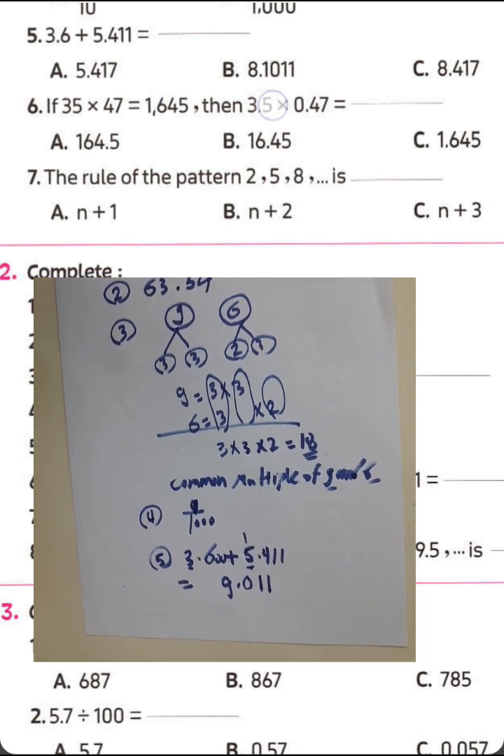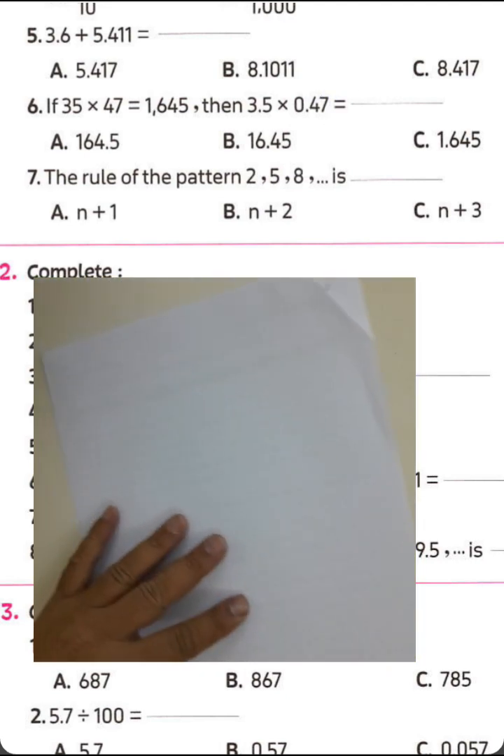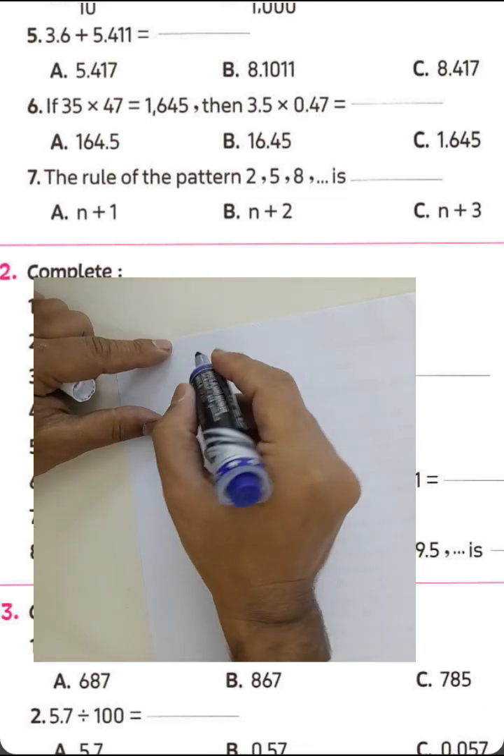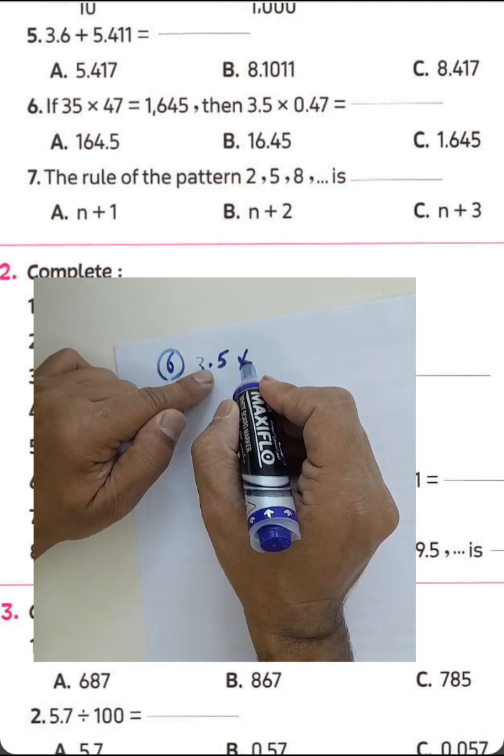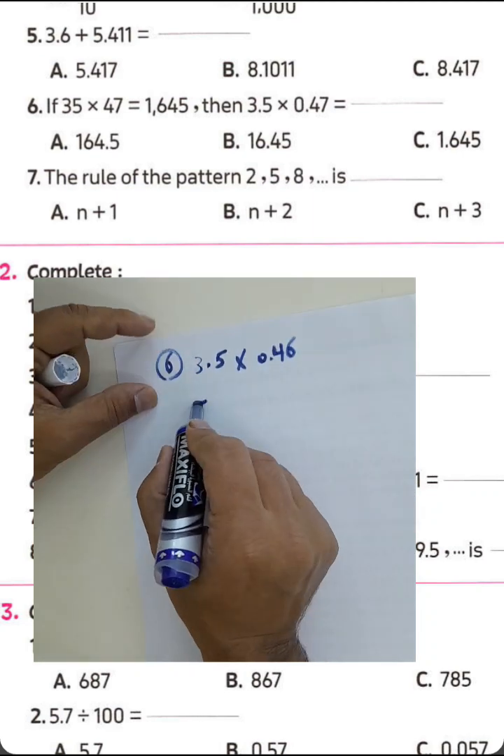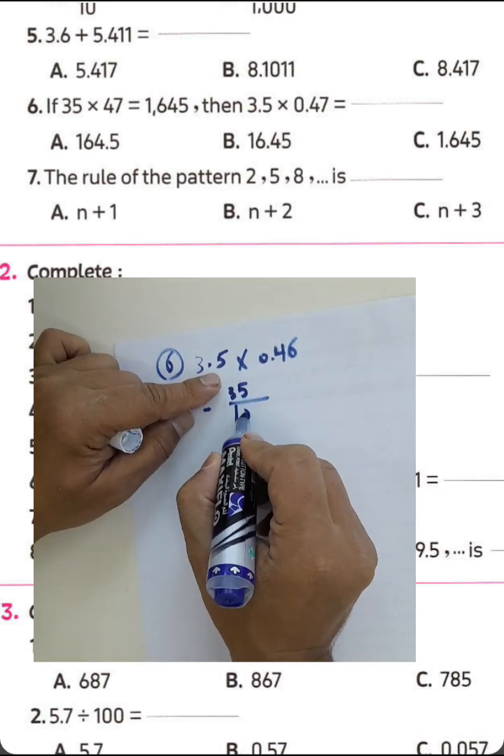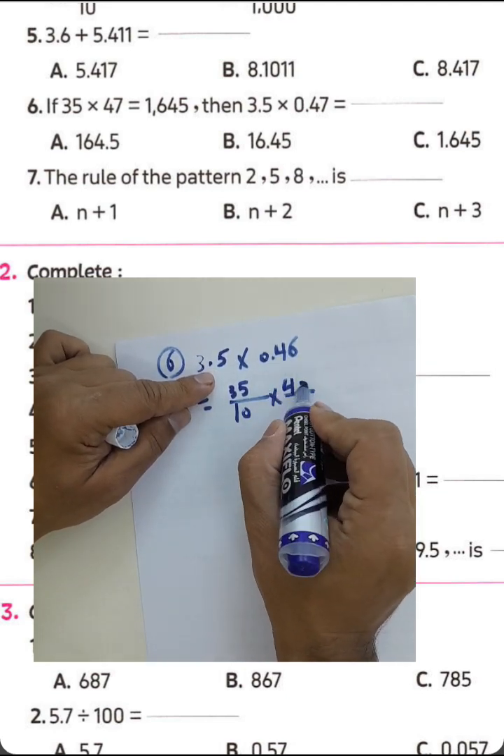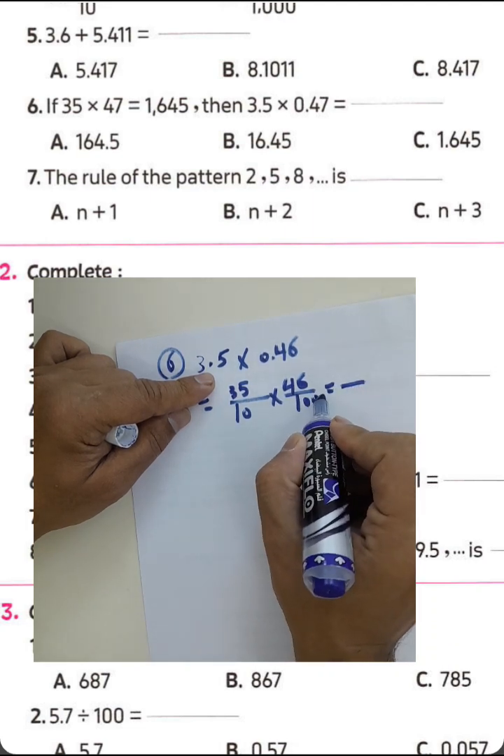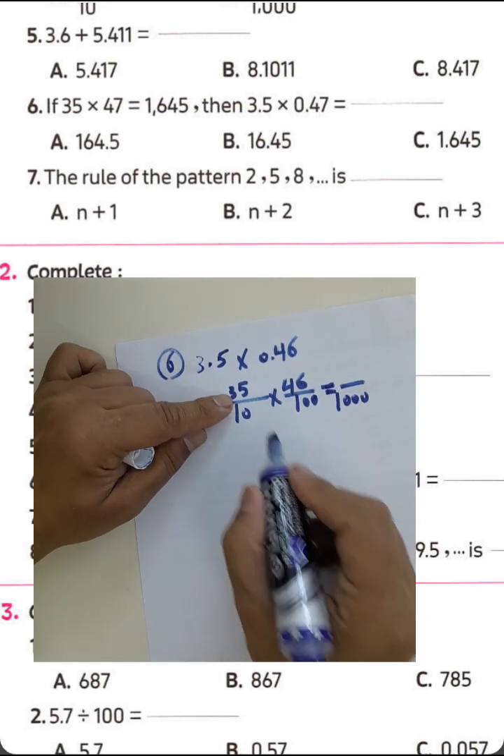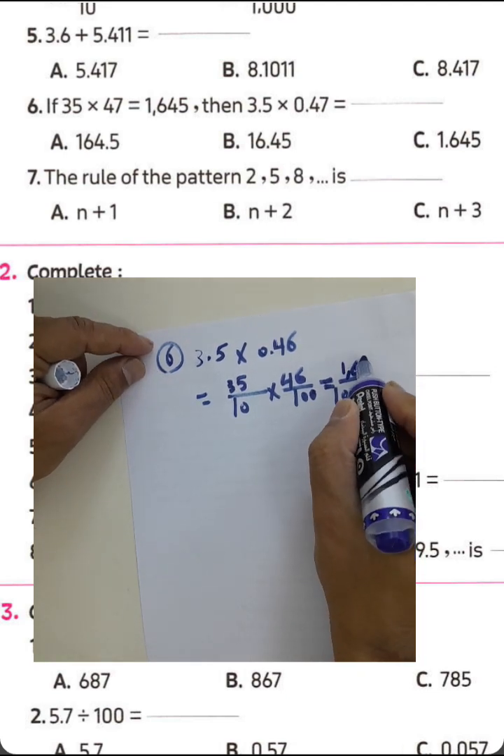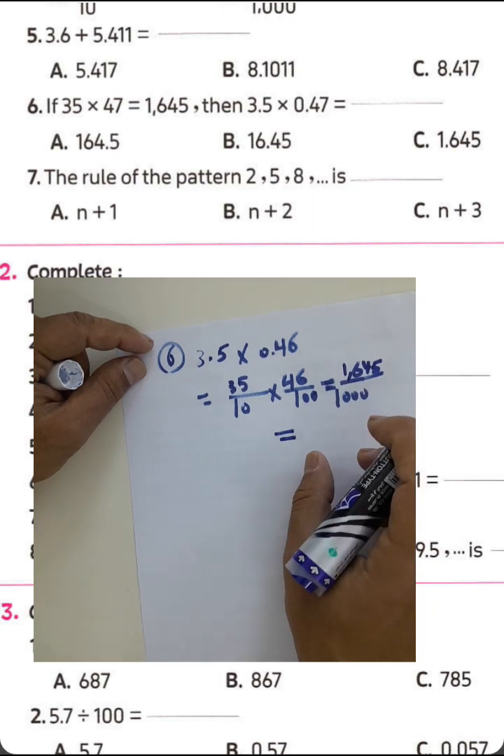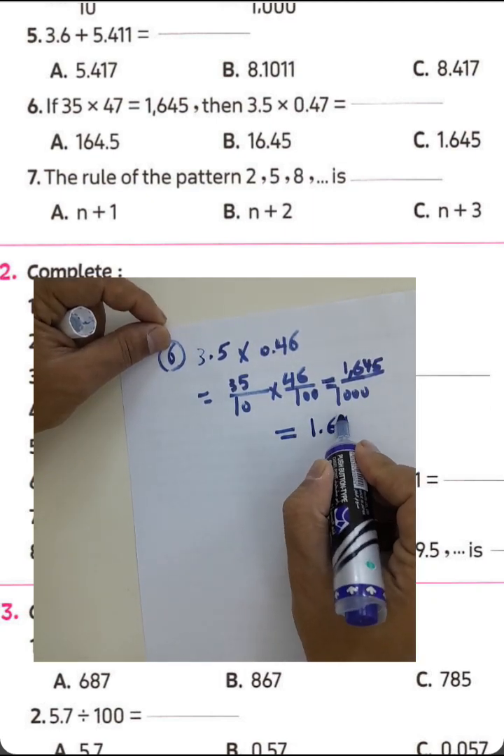1645, then 3.5 times 0.47, we have here different places of the point. In the first number, 3.5, the point is after one place, and in the second, the point is after 2 places. Then we can write 35 over 10 because the point is after 1 place, and 47 over 100. Then 10 times 100 will be 1000, and 35 multiplied by 47 gives us 1645. Then we must put the point after 3 places, right? 1.645.